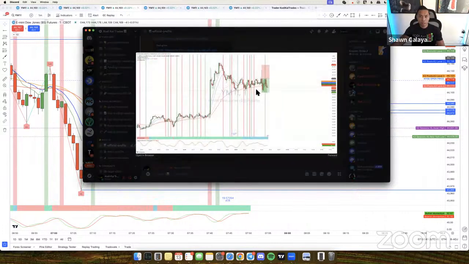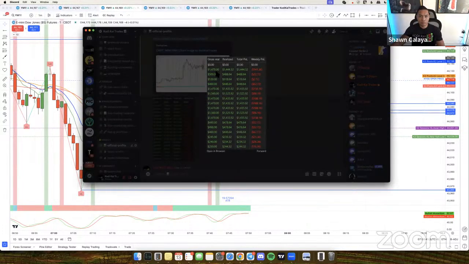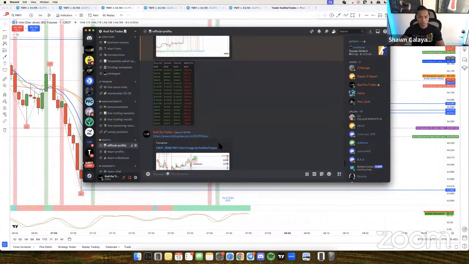I took the breakout right here for a full TP. I locked in 1,500 on my personal account, and then the hedge accounts right here locked in about the same. We're at break even for the week. It's just fees right here. Basically, we took a loss on Monday, took a win today, and that's pretty much the entry.